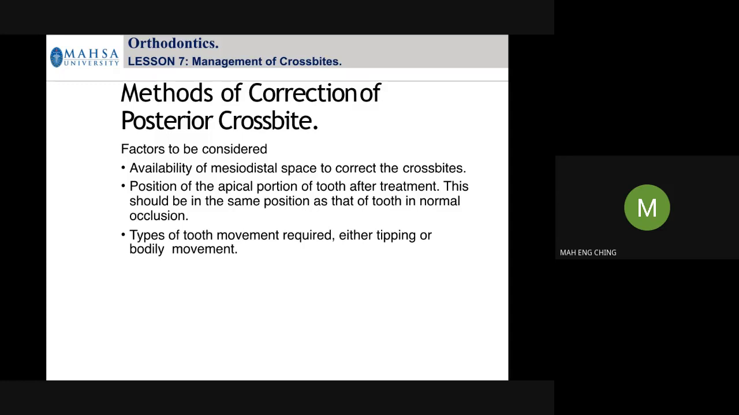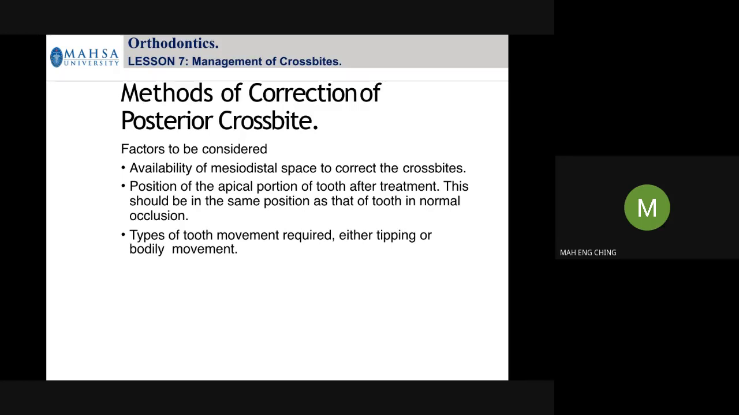So what's a factor to be considered if you come to posterior crossbite? Just now I talked about anterior crossbite. Now we move on to posterior crossbite. So the factor to be considered is the availability of the mesial distal space to correct the crossbite. Again, the first thing is space. Without space, you cannot move the teeth. That's very simple, very logical.